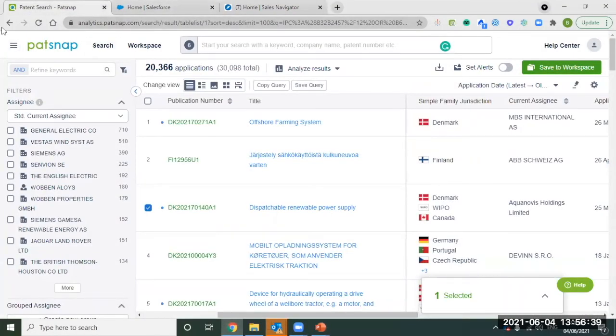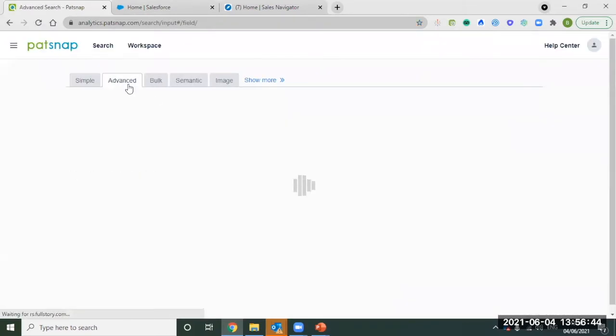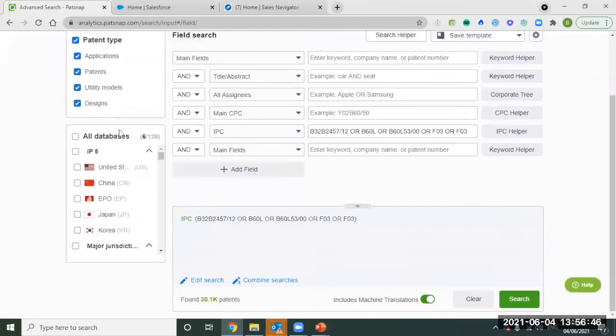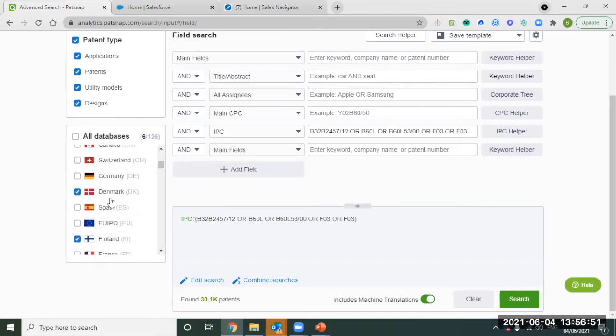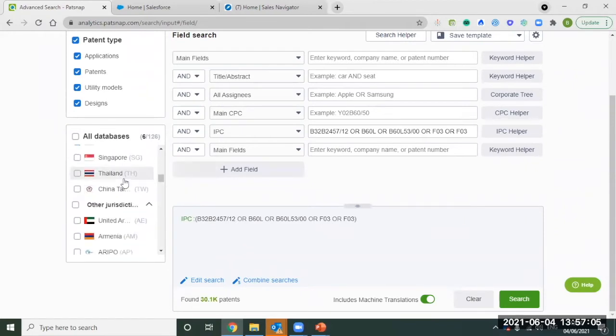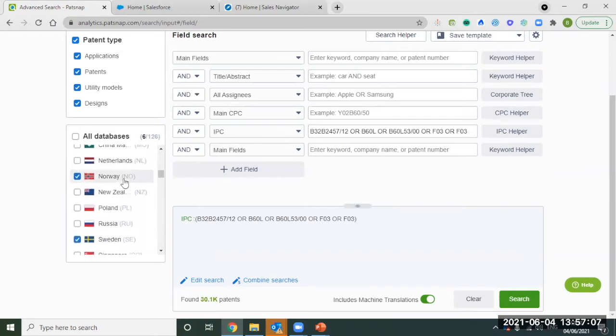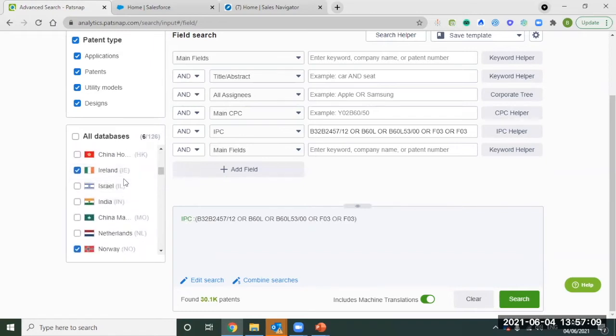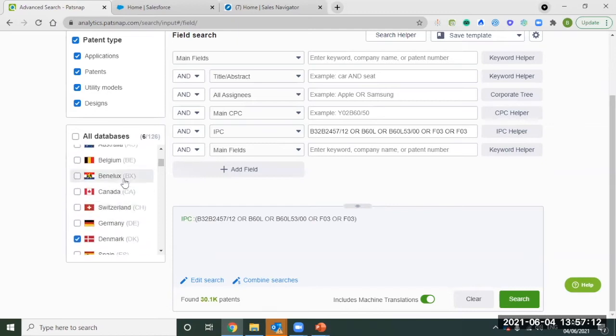Okay. So let's just go back, PatSnap. And let's go into advanced. So when you see advanced, you can see I've selected 6 out of 126 jurisdictions. This is because I've refined by the territory that I operate in. So I work in the UK and Ireland and Nordic territories. So I've selected Denmark, Great Britain, Ireland, Norway, and Sweden. I mentioned Finland, yes, and Finland, of course.